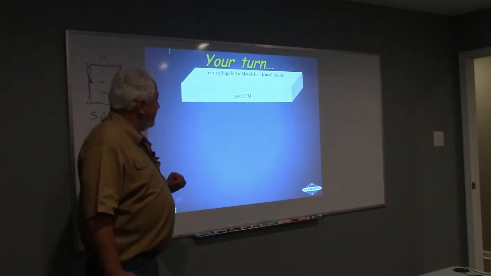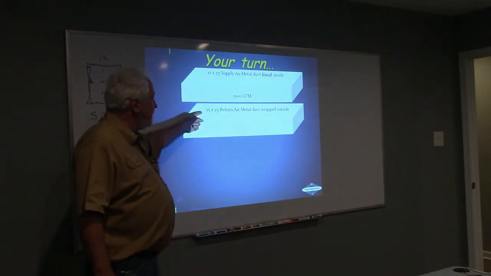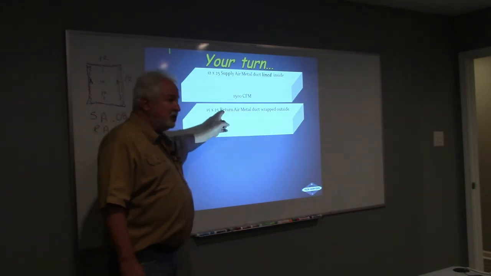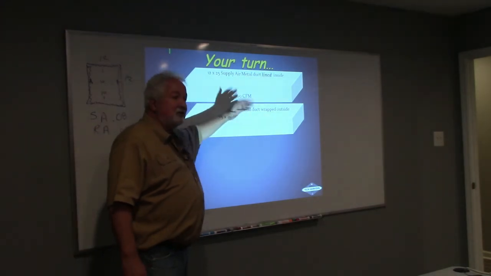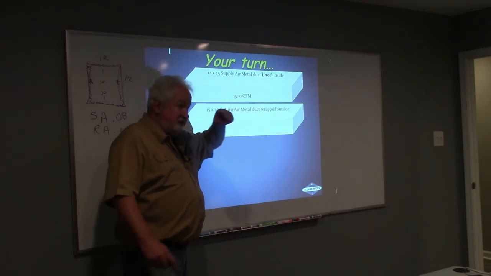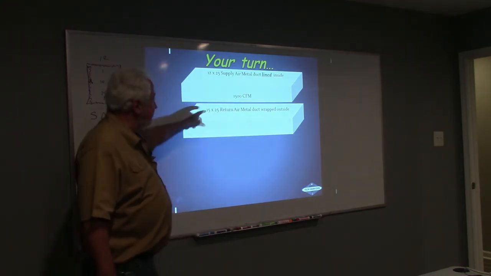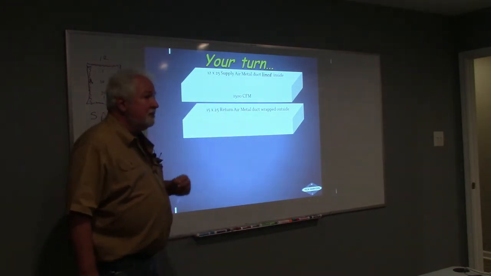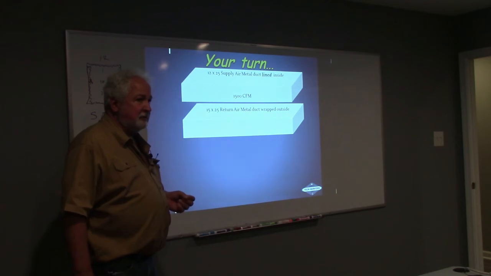All right. Now we've got 15 by 25 return air. It's metal duct, but it's wrapped on the outside. Where am I going to look at this one? At the top. Galvanized at the top. Very good. Find it. 1525. Return air. Return air is 0.05. Good.